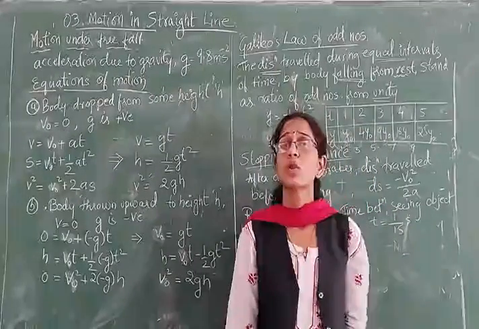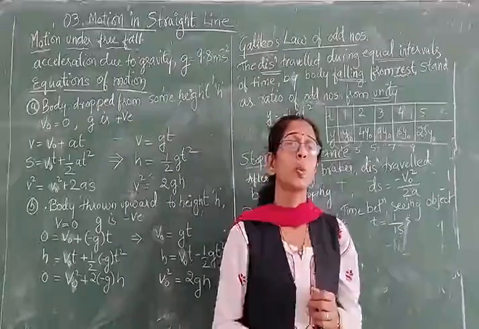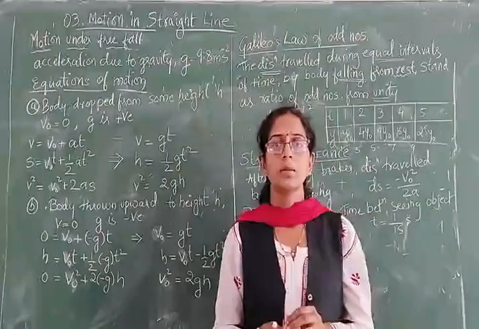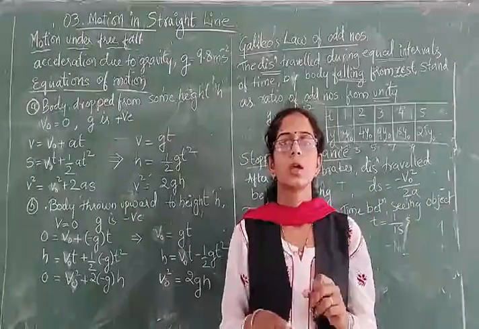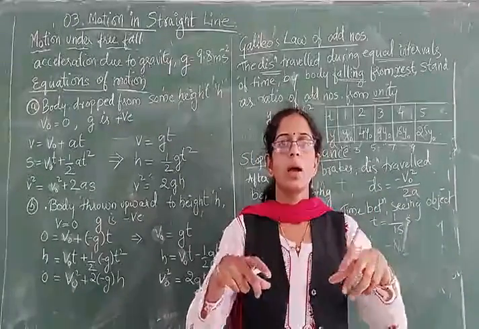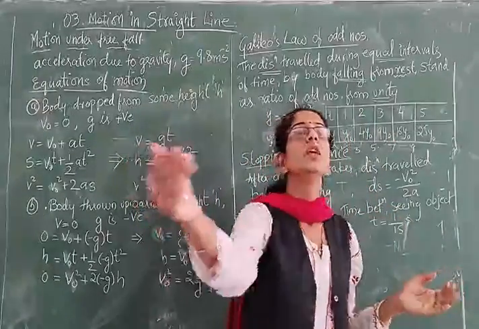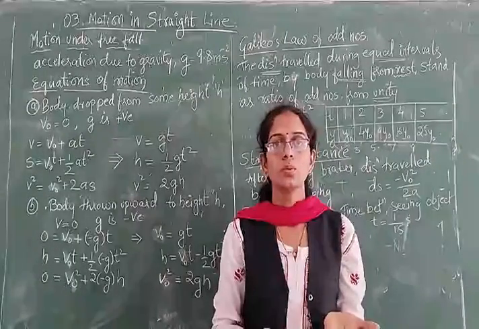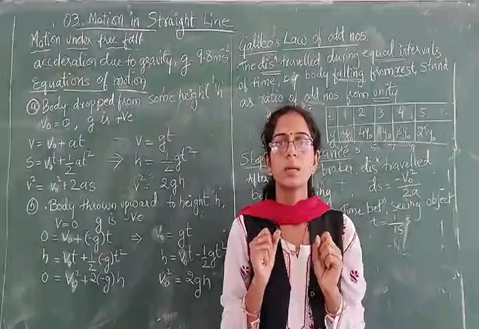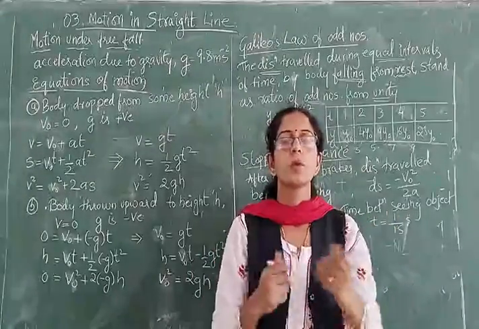So what is meant by stopping distance? Whenever we are moving along a road in a vehicle, let us take that we are riding a bike, and when we are moving, let us consider an object comes in your path. So what will you do? You will apply the brake, isn't it? And you will try to stop your bike.